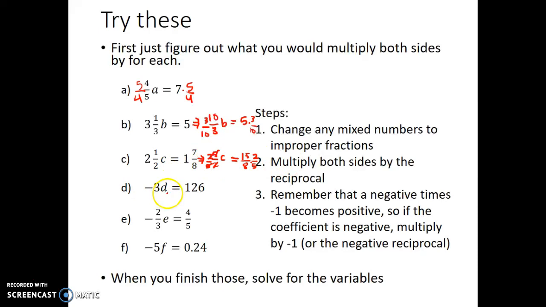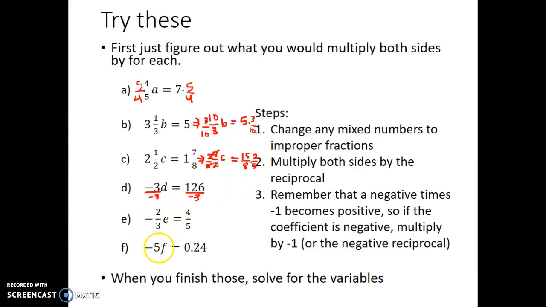How about this? There's no fractions here. We could think about it as multiplying by the reciprocal of -3, or we could just think about dividing by -3, right? Either way you want to think about that is fine. But just keep in mind that this answer is going to be negative, right?